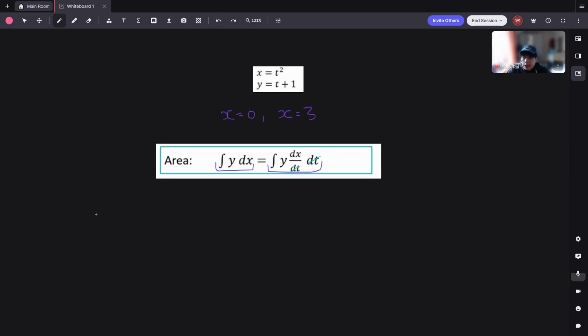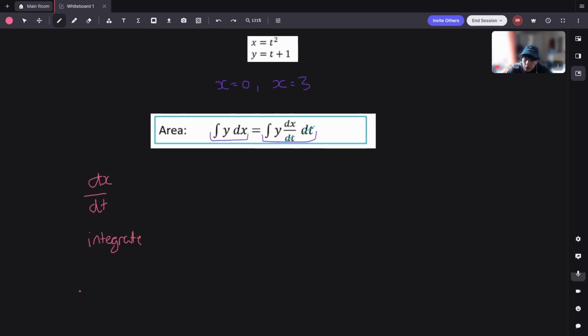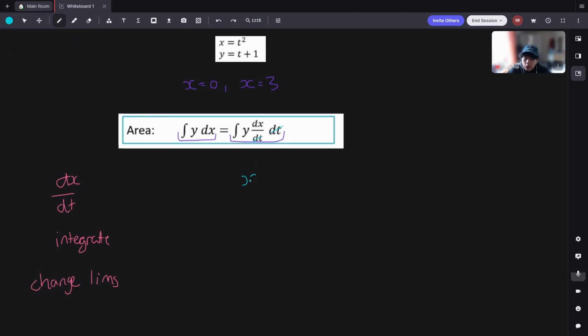There are 3 steps that you need to take. You need to find dx/dt, then integrate with respect to t, and then change the limits and find the final value. First of all, we need to find dx/dt. We know that x is equal to t squared, and differentiating with respect to t, dx/dt equals 2t. Now we need to integrate.